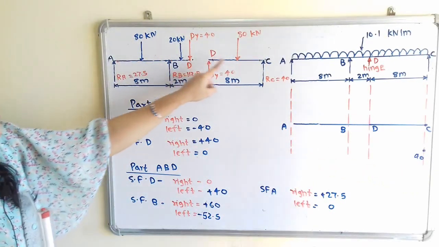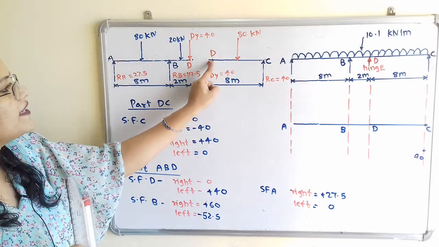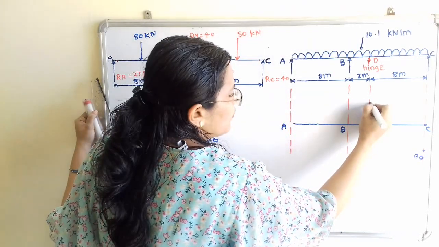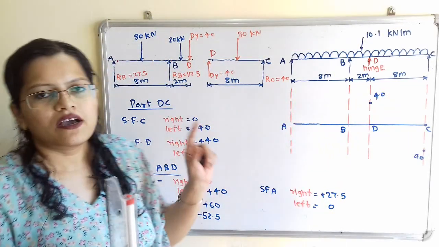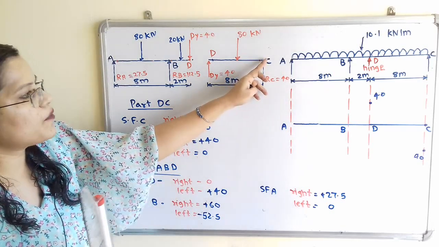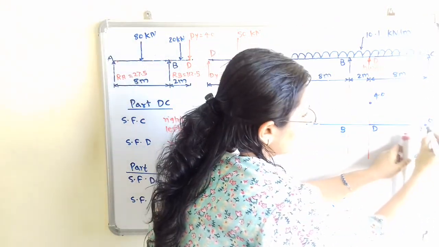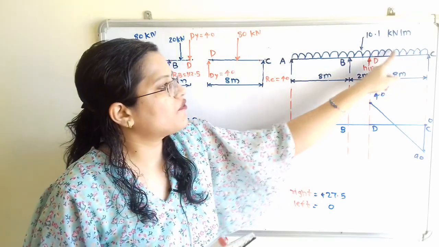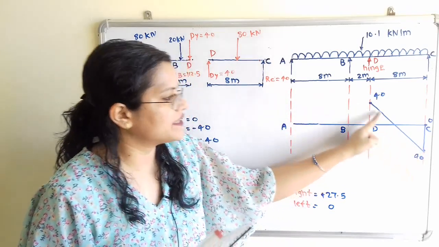Then we will move to the point D. If we move from this side towards the left side, then here is the point D right hand side. Point D right hand side, it is plus 40. So we will plot here the point plus 40. And then on left hand side it is 0. Now we will connect these points in the same order, from right hand side to the left hand side. First is 0, then second is minus 40 and third is plus 40. Now in the span DC, uniformly distributed load is given and therefore shear force will vary linearly.